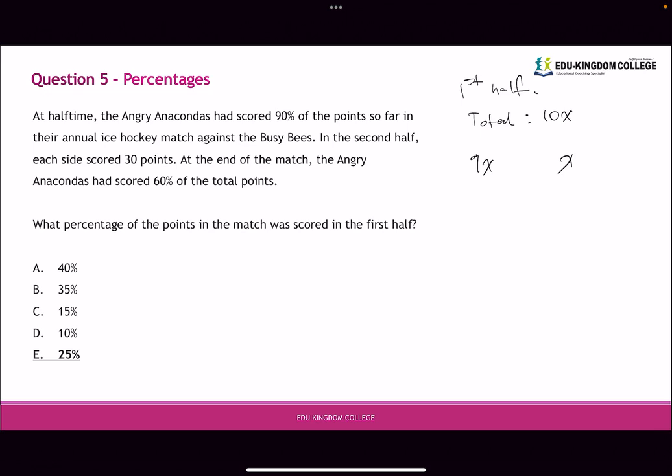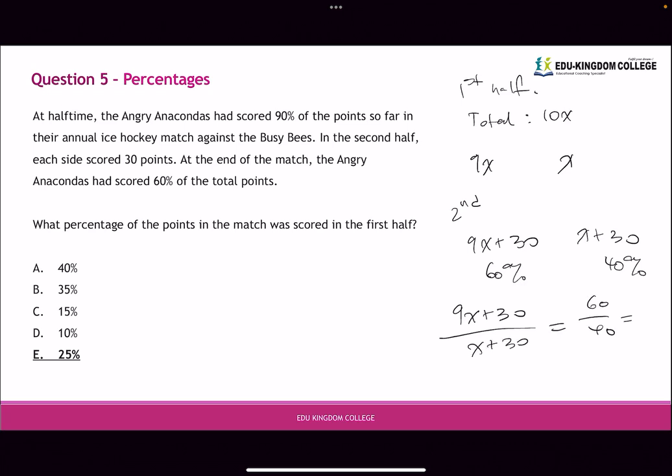Now, they both score 30 each. Second half, they have 9x plus 30 and x plus 30. Okay, we're trying to find out what x is. And at the end of the game, the Angry Anacondas have scored 60% of the total score. So what it's going to be is, at the end of the game, this is 60% and this is 40%. So if we write these as a fraction, 9x plus 30 over x plus 30 is the same as 60 over 40, or 6 over 4, or 3 over 2.